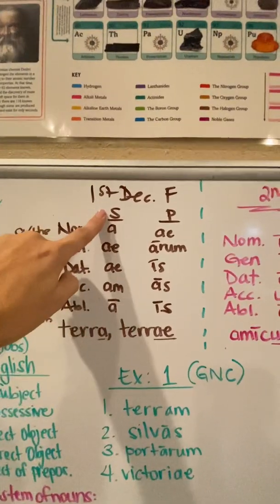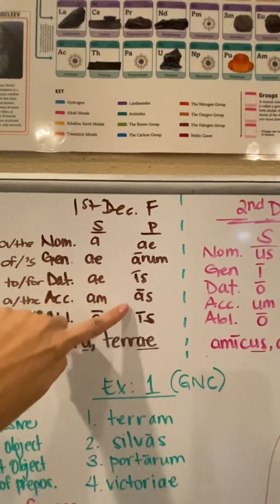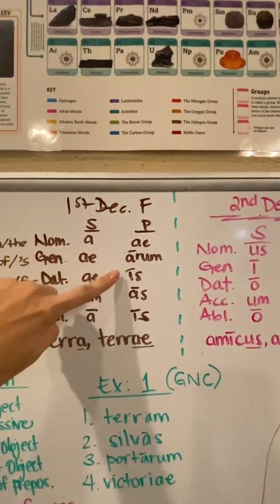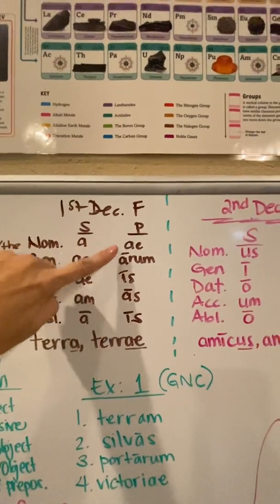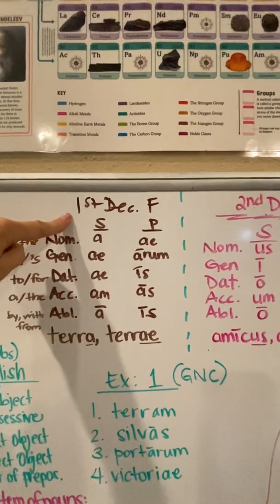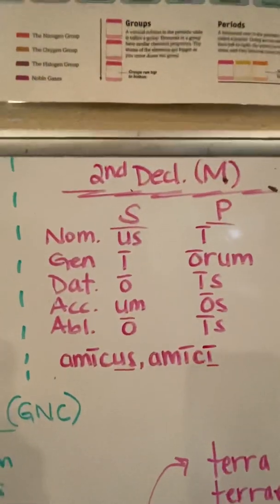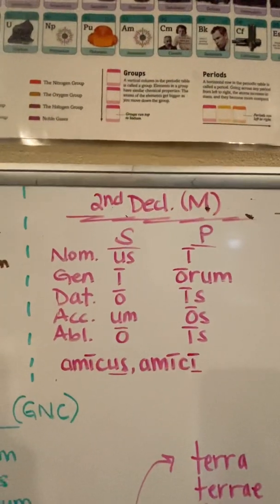I, singular first declension. I, Arum, is, as, is. Plural first declension.